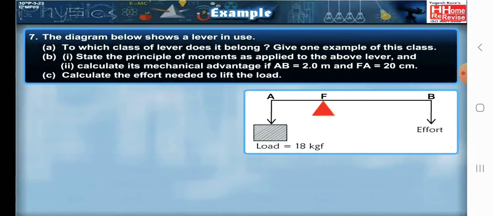Example 7. The diagram below shows a lever in use. A. To which class of lever does it belong? Give one example of this class. B. First, state the principle of moments as applied to the above lever. And second, calculate its mechanical advantage if AB is equal to 2.0 meters and FA is equal to 20 centimeters. C. Calculate the effort needed to lift the load.